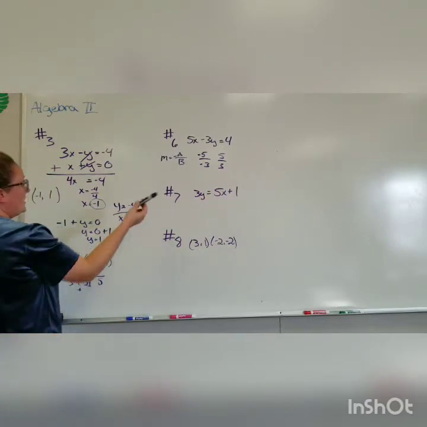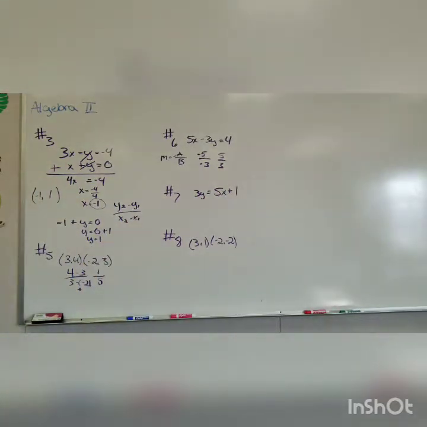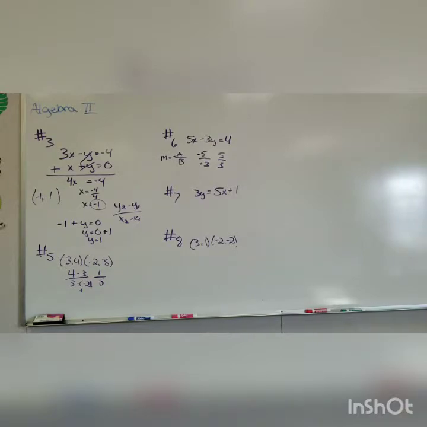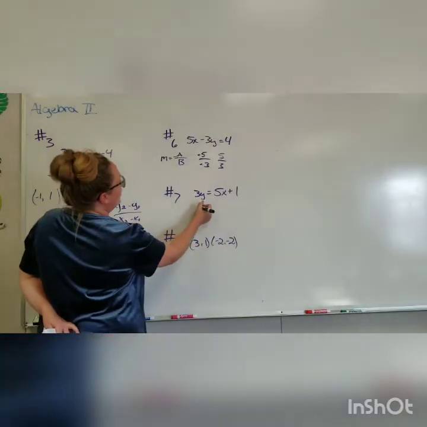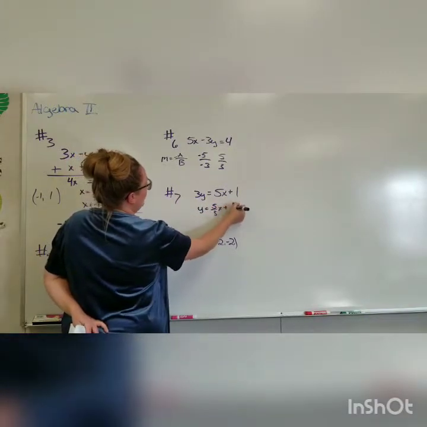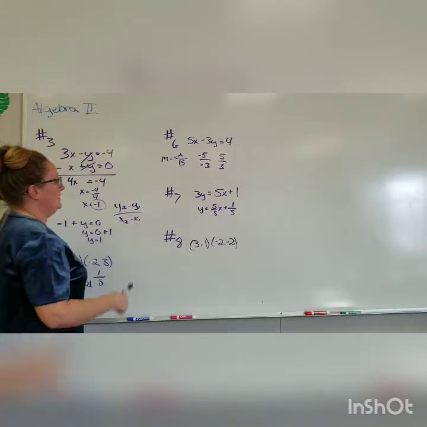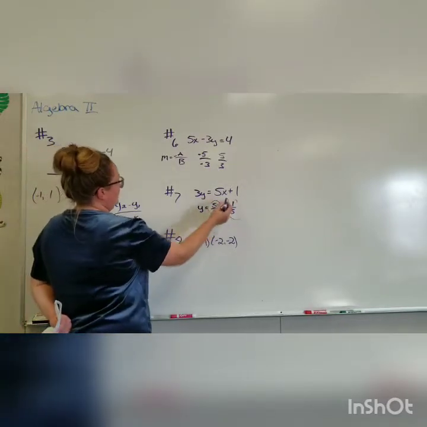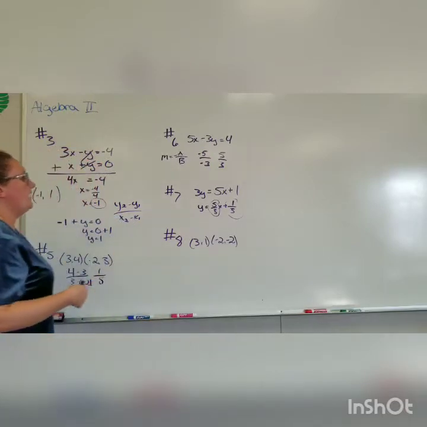In problem number 7, they've given you an equation, 3y equals 5x plus 1. Now this one isn't in standard form, and it's not completely in slope-intercept form. But it can easily be put in slope-intercept form by dividing both the 5 and the 1 by 3. So y would equal 5 over 3x plus 1 over 3. All right? And in slope-intercept form, remember, this is your slope and this is your y-intercept. So your slope is equal to 5 over 3.